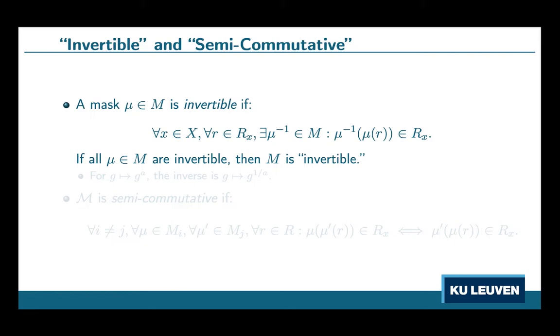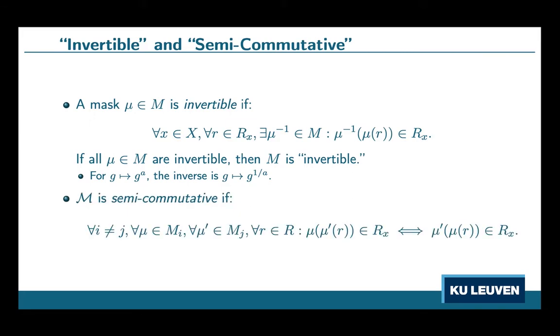And the second thing to note here is that the definition of the inverse depends on the initial representative. So given a mask and an element x, two different representatives for x can yield two different inverse computations. So we just have to bear that in mind. So then we say that if all masks within the set are invertible, then the set itself is invertible. And in our running example, for any map which takes G to the A, the inverse is G to the 1 over A, simply.